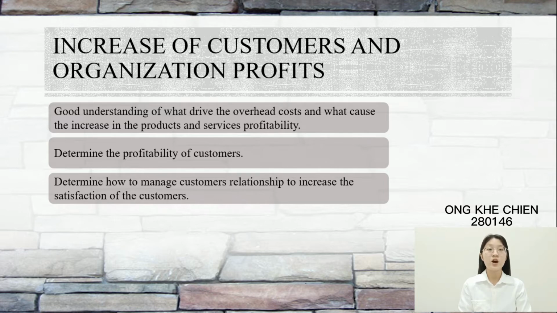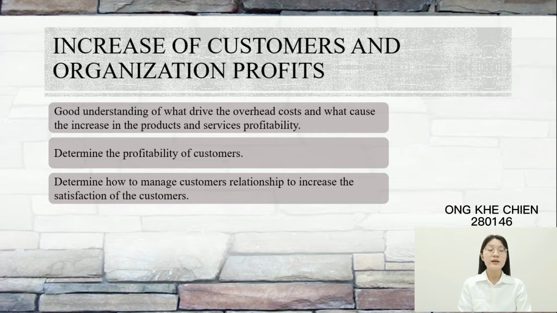When the overall performance of the organization is improved, activity-based costing system can also lead to an increase in customers and organization profit. The management team that use the activity-based costing system will have a better understanding of what actually drives the overhead cost and what actually caused the increase in the product and services profitability. This costing system not only provides a better knowledge of the products and services profitability, but also can be used to determine the profitability of the customers.